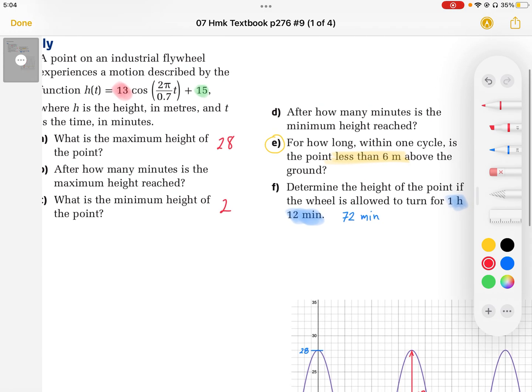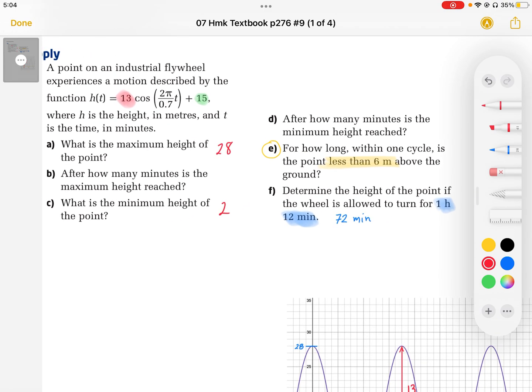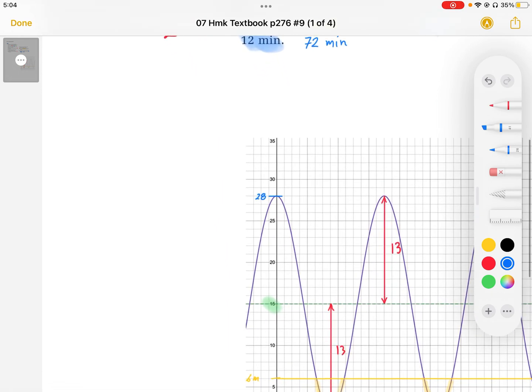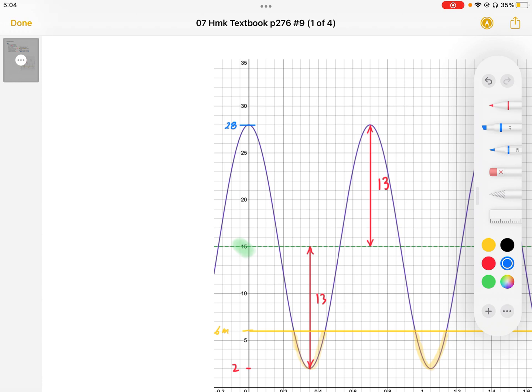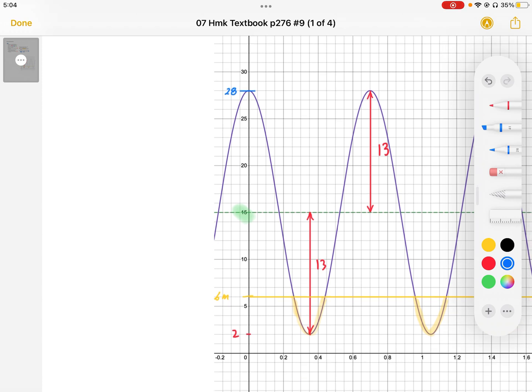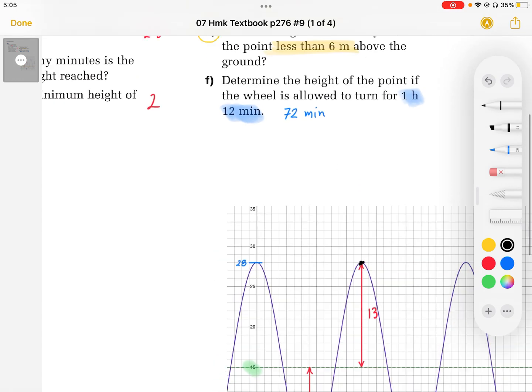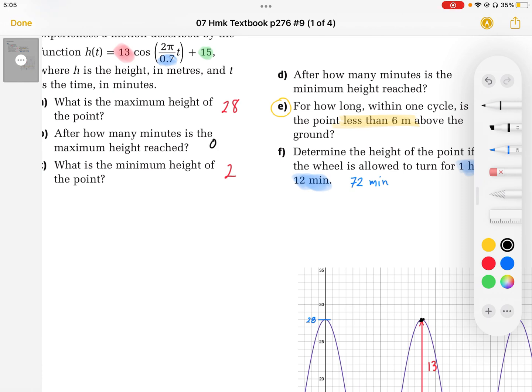And it says, how many minutes is the maximum height reached? Looking at this, the period of this function is given by 0.7. We can say that either the maximum happens at 0 or it happens after one period, which is 0.7. So 0.7 right there represents where the maximum occurs. I'm going to put in here either 0 minutes, or we could also say 0.7 minutes.